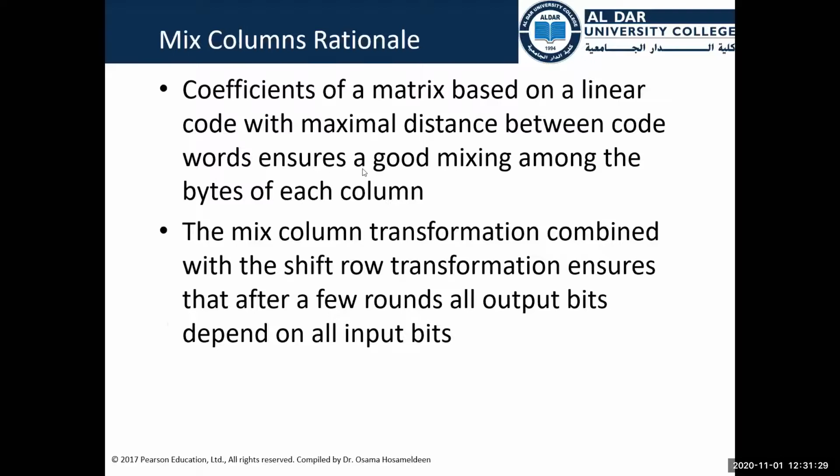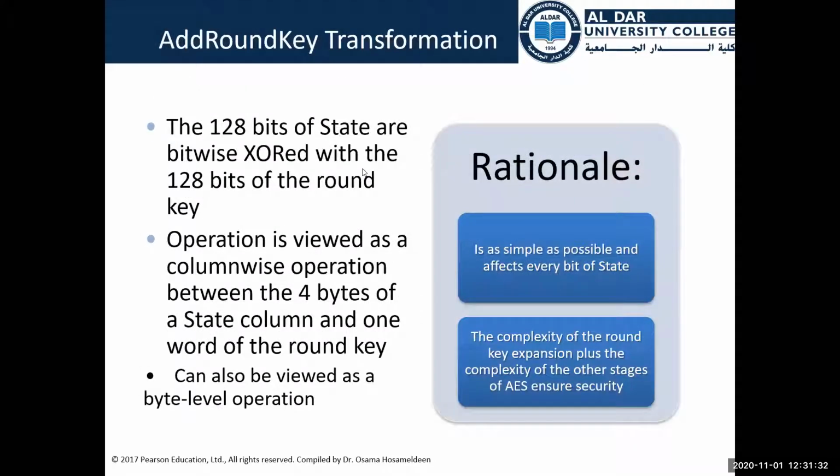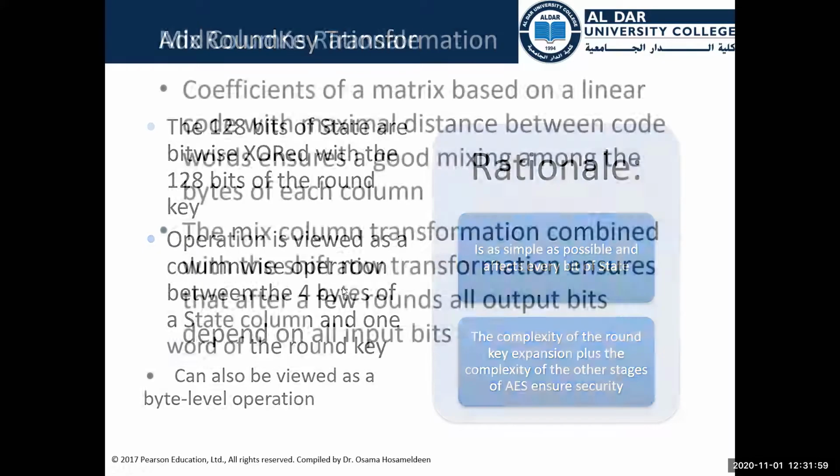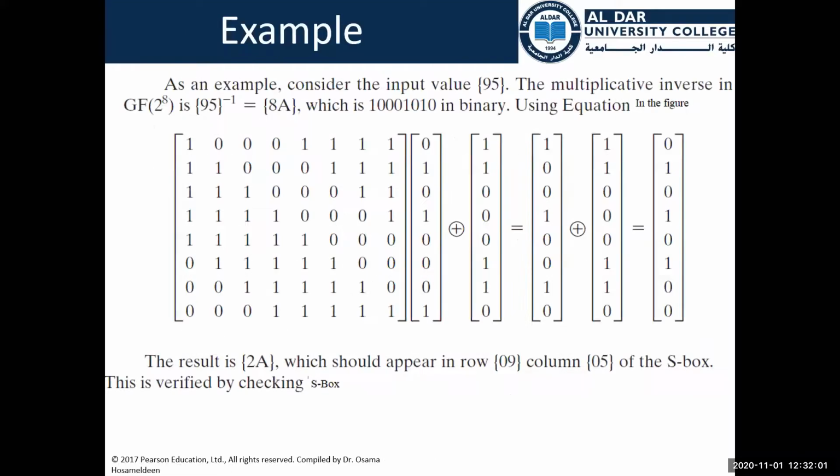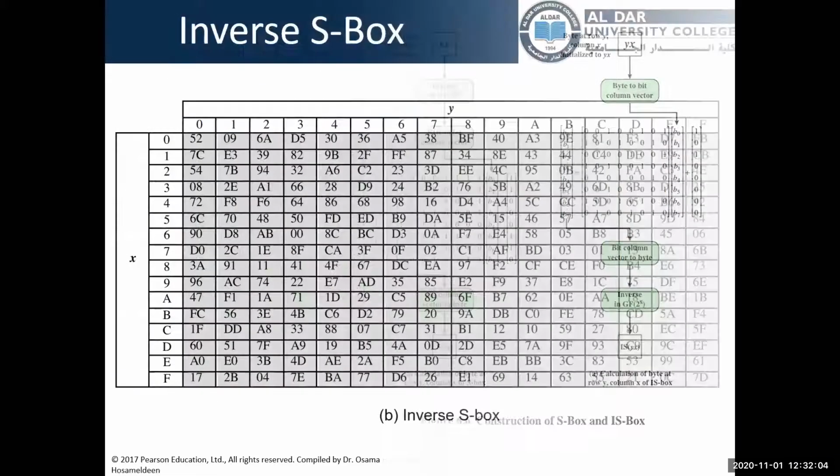Now we move to the add round key. We have 128 bits of state, and this 128 bits of state is XORed with the input round key. It is a column-wise operation between the 4 bytes of a state column and the word of the round key. As I told you, it is a column-wise operation. As you see here, we have to return to this figure because it's important.